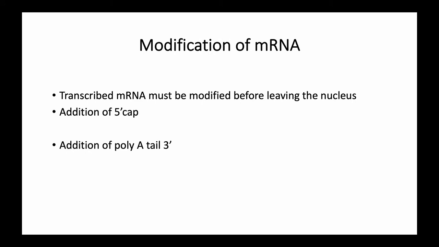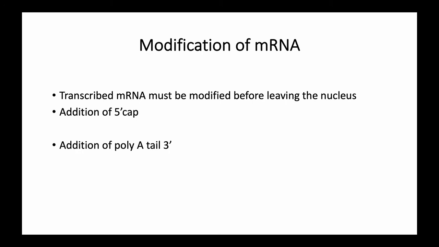So the transcribed mRNA, or the pre-mRNA, sometimes I also call it the primary transcript. All of these terms you should be aware of, and they can be used interchangeably. The primary transcript has to be modified before it's able to leave the nucleus. The modification includes two key things: the first is the addition of the 5' cap at the 5' end, and the latter is the addition of a poly-A tail at the 3' end.